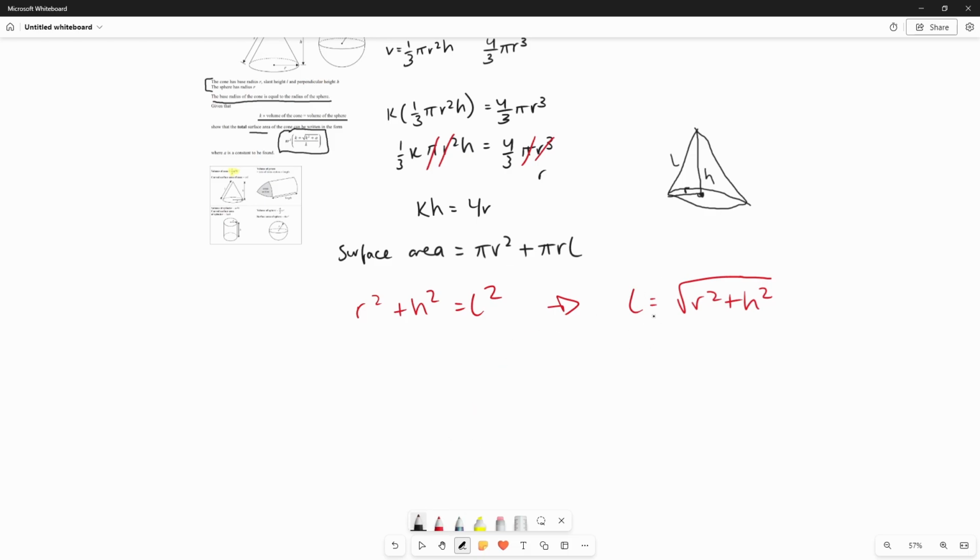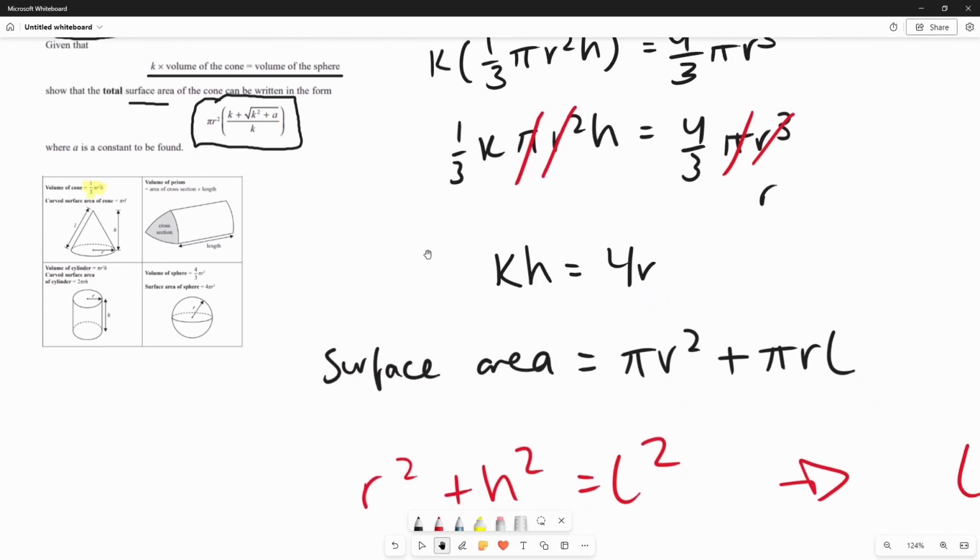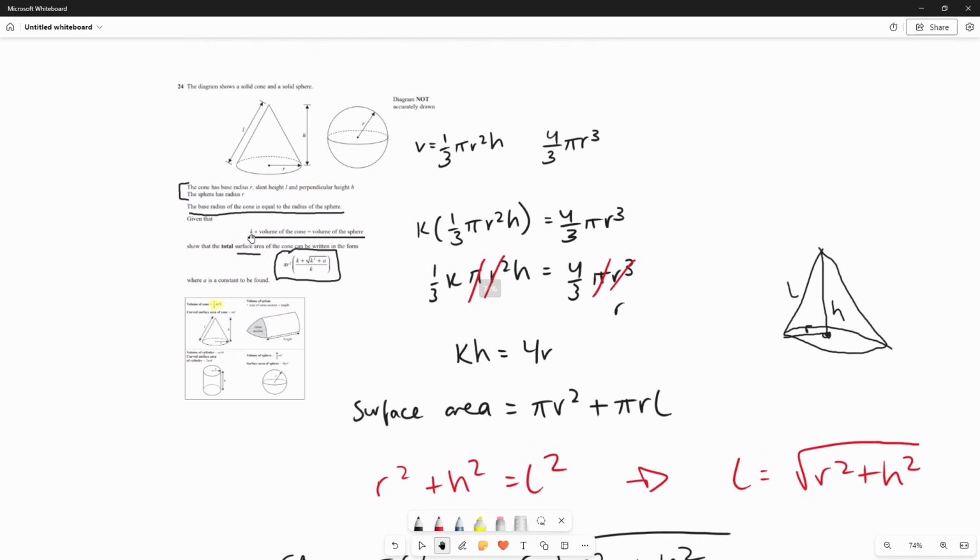So we can substitute this into the equation for the surface area. So I'll write SA for surface area equals pi r squared plus pi r root of r squared plus h squared. Of course, the form we're trying to write the total surface area in hasn't got any h's within it. So that means we're going to have to use the equation which gave us the relationship between the volume of the cone and the sphere, which is this one over here.